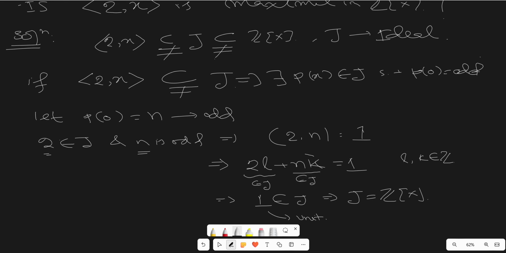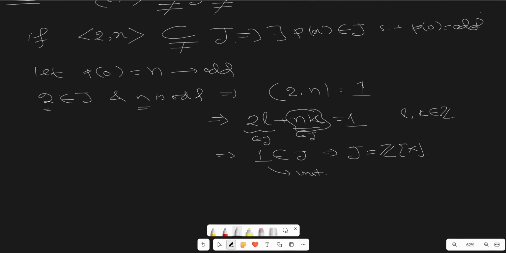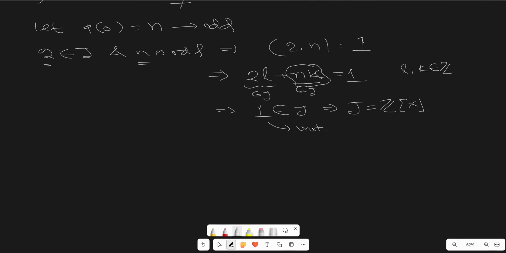You might ask one question here: why is nk inside J? You should definitely ask this question, because 2l is inside J. This is clear, the ideal was generated by 2 and x. So why is this nk inside J? Why is nk inside J? You definitely have to ask this question, but think about it first.